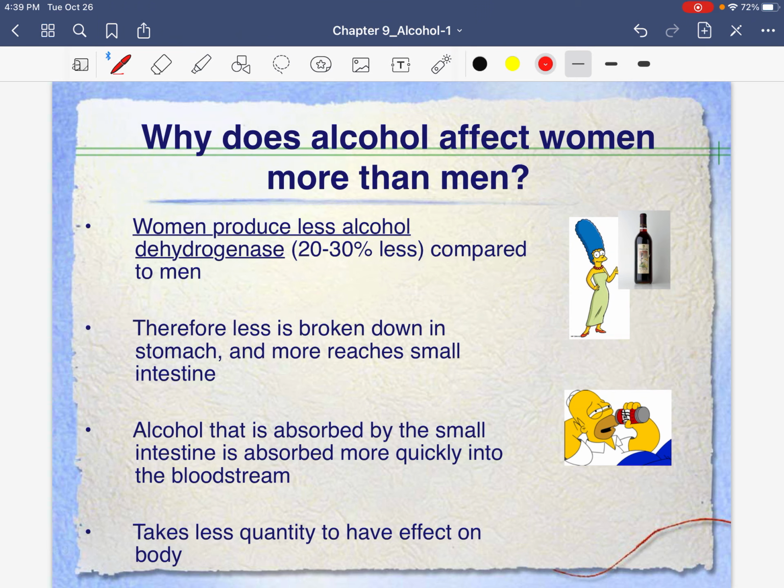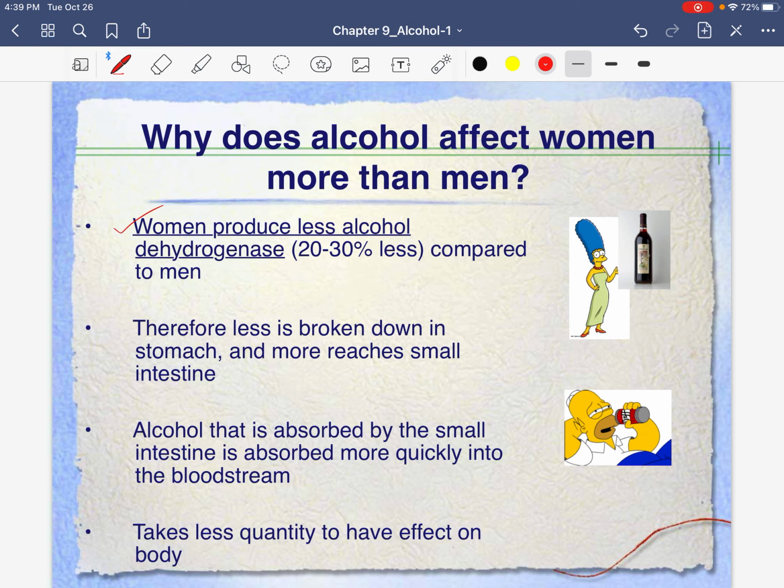Does alcohol affect women more than men? The answer is yes. It's not necessarily because a woman is a woman and a man is a man. It's because women produce less of the alcohol dehydrogenase. Women tend to be smaller in size, but not always. So this isn't necessarily always true.